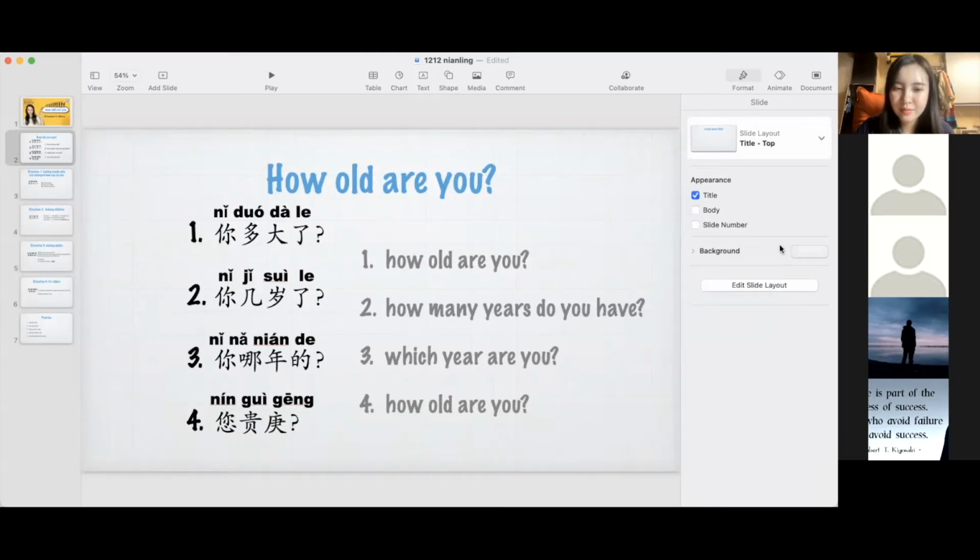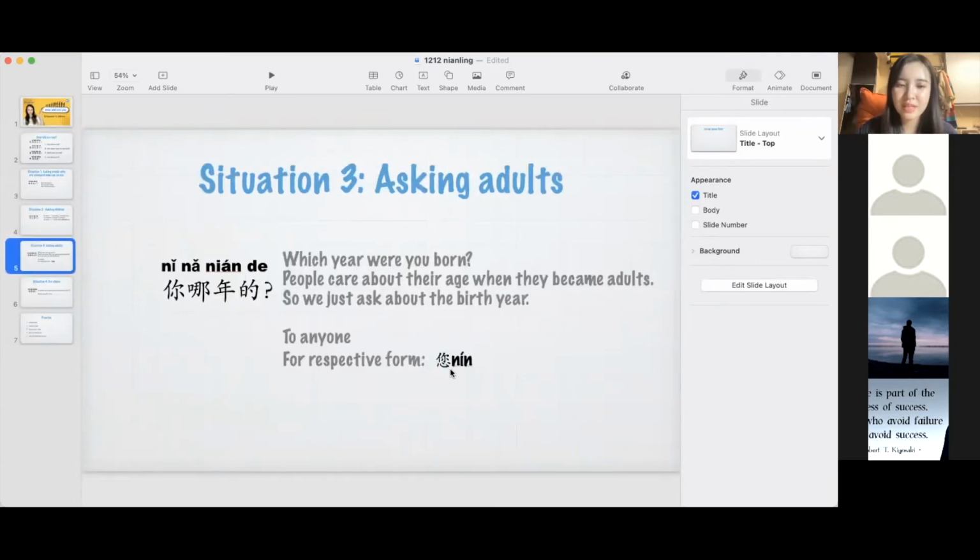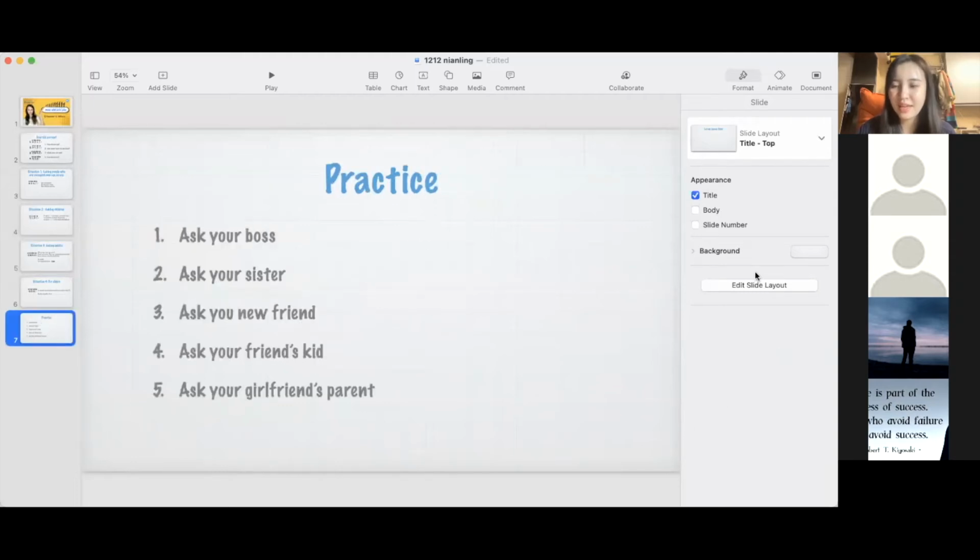你哪年的? Okay. 对. No, not correct. Can you say that again? 你哪年的? Oh yeah, because he's your boss, you chose the right one. The third one is correct, but you have to use the respectful form. 您哪年的? 您. So the first one should be right here, the respectful form. 您哪年的? Yes, for your boss. 您哪年的? Correct.